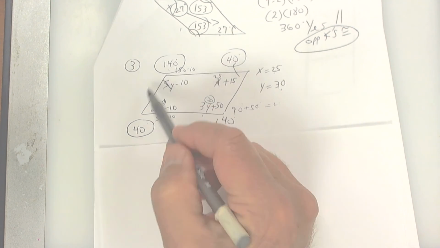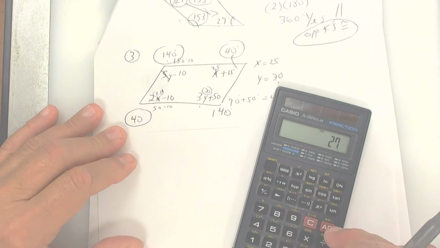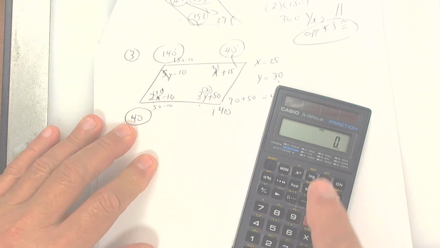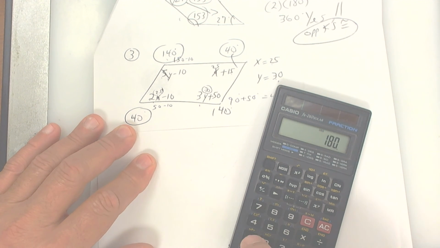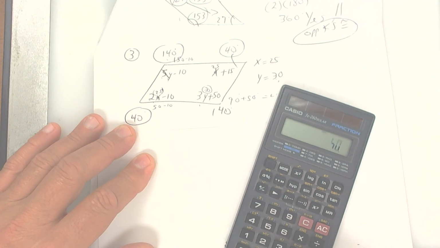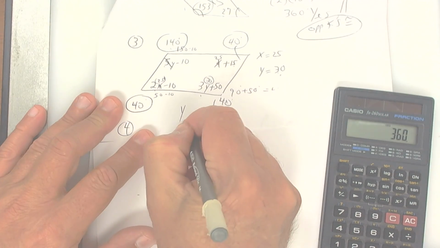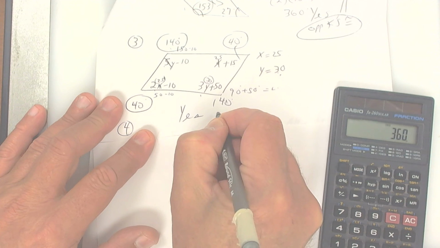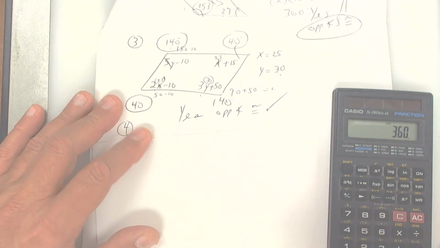The question is, does all of this add up to 360? So let's see. We're going to take all of these up. So 140 plus 40 plus 140 right here, and then plus 40. Let's see if we get 360. We do. This one is yes. Opposite angles are congruent. Okay, good.